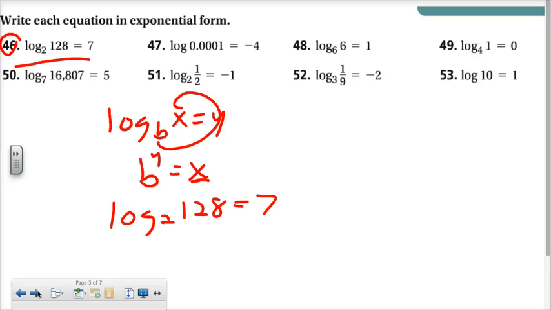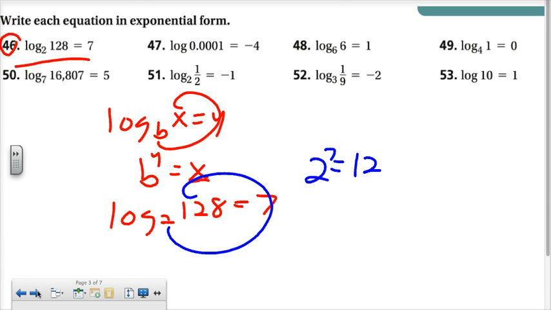So write each equation in exponential form. Do the snail shell piece. 2 to the 7th equals 128. So we're finding out the right way to write this so our brains can understand logarithms at this point. So you're just snail shelling. That's all you need to do here. Get it in that exponential form.